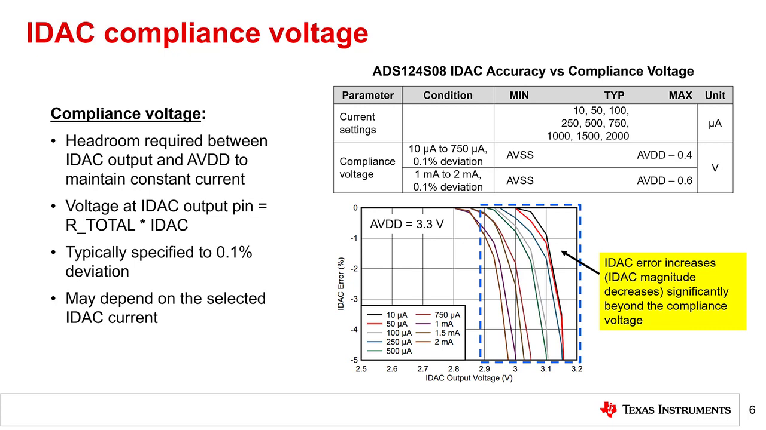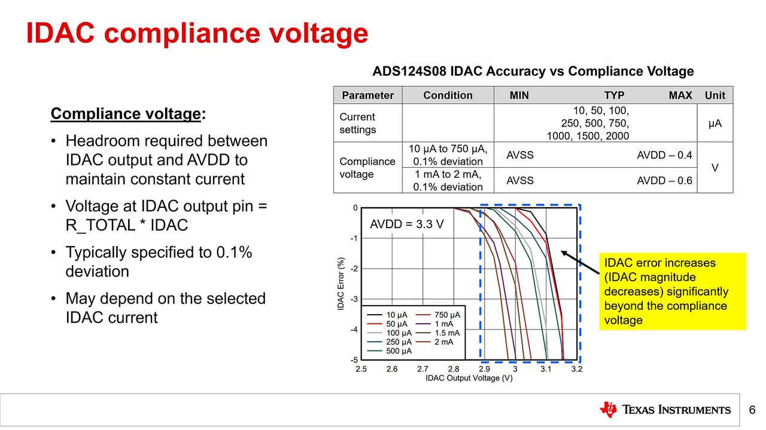As the IDAC output voltage approaches AVDD, the constant current source begins to act like a constant voltage source, thereby changing the behavior of the entire RTD circuit. It is recommended to design a system that always respects the IDAC compliance voltage, which requires a balance between the AVDD voltage, the IDAC output current, and the total circuit resistance.